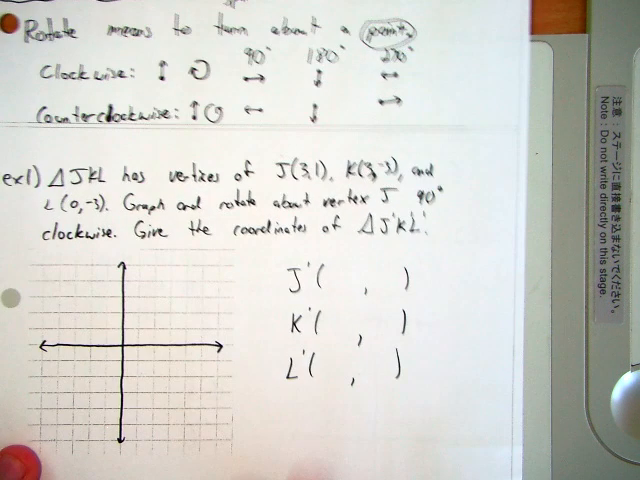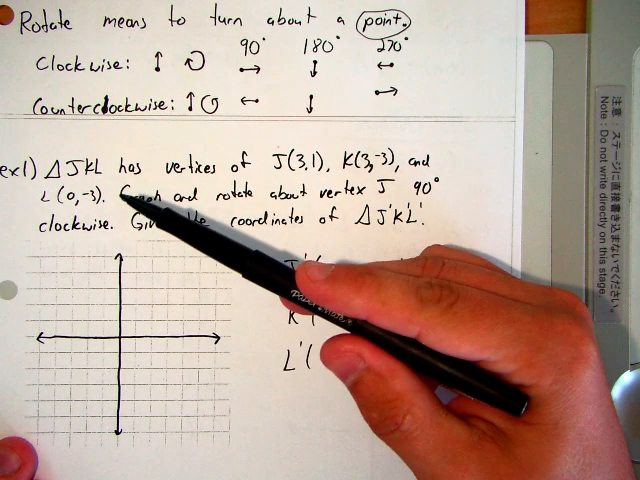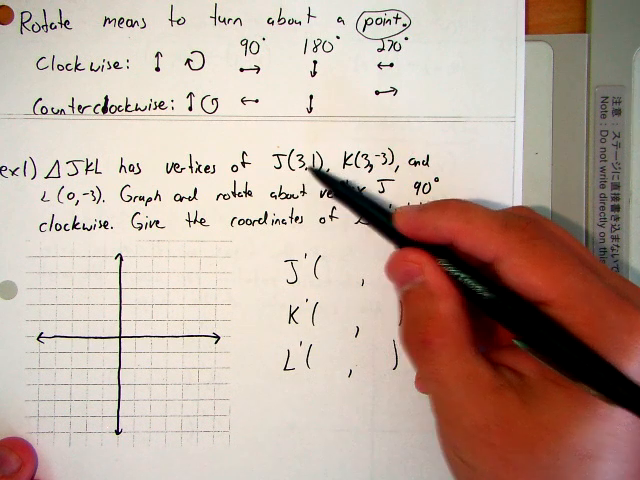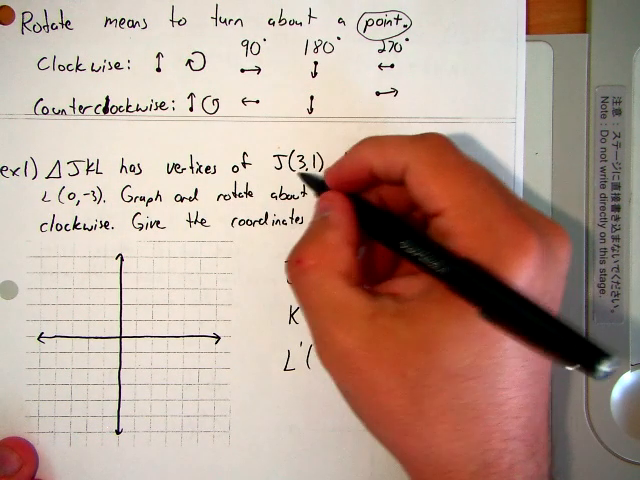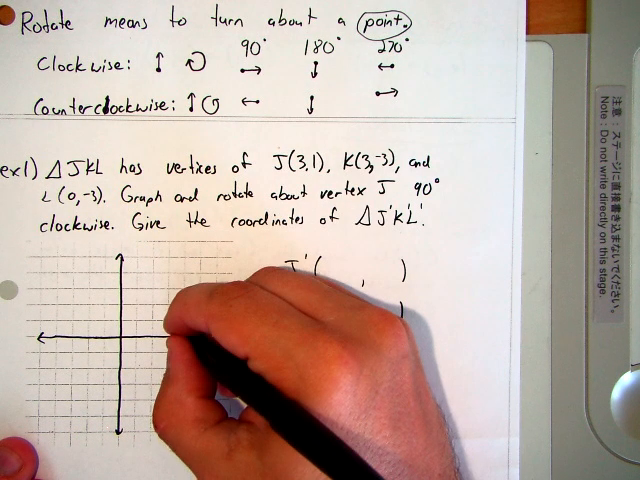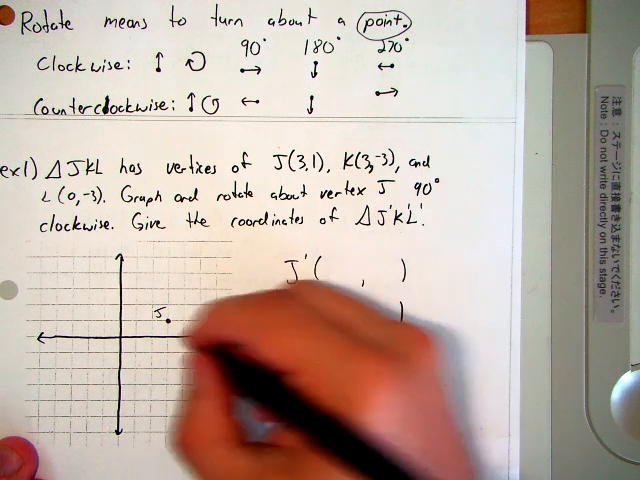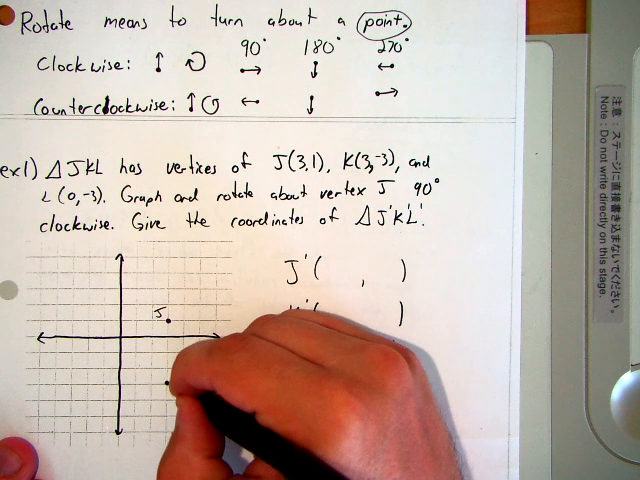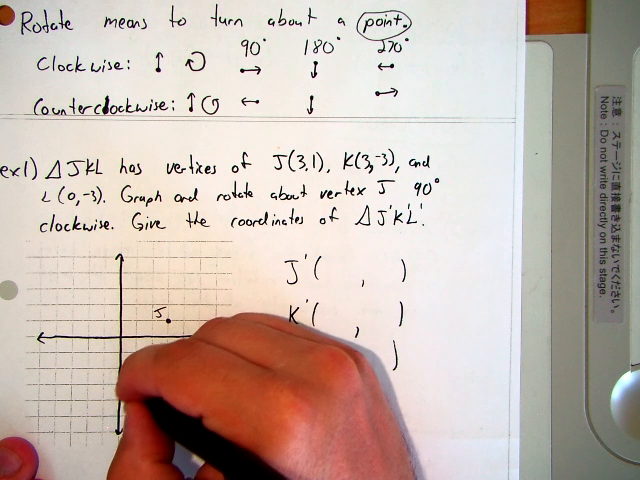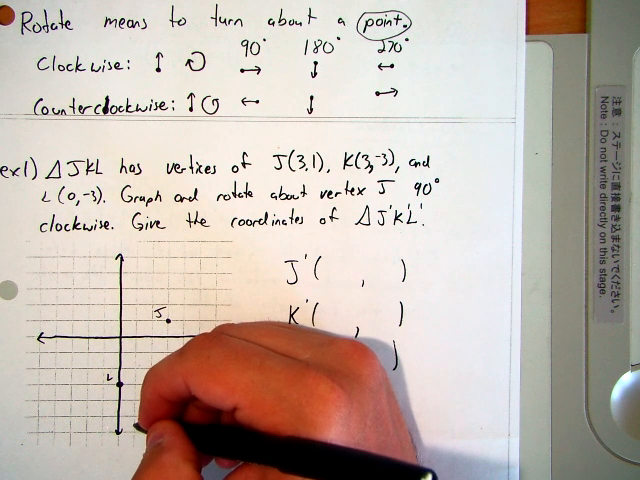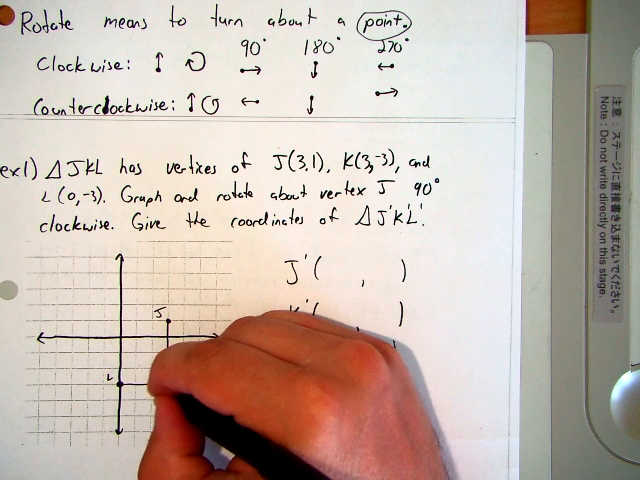So let's utilize that information and the tracing paper to help us with example 1. It says example 1, the triangle JKL has vertices of J (3, 1), K (3, -3), and L (0, -3). So what we're going to do is plot each one of those points. So J is at (3, 1). This is where J is. K is at (3, -3), so here is where K is. And then L is at (0, -3), right there. And this here then is my triangle.